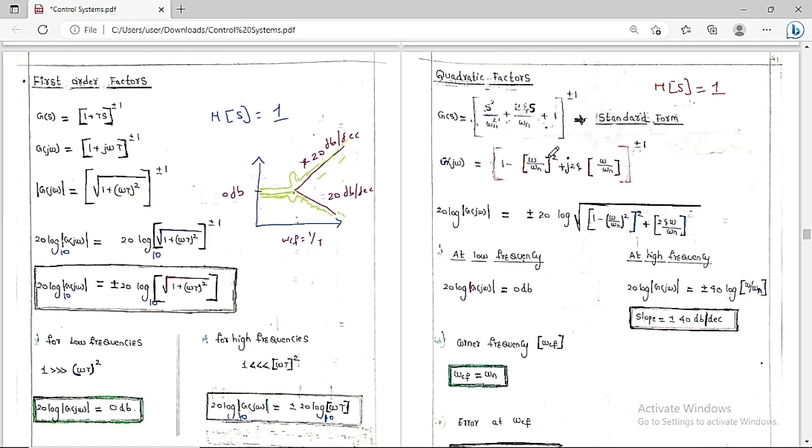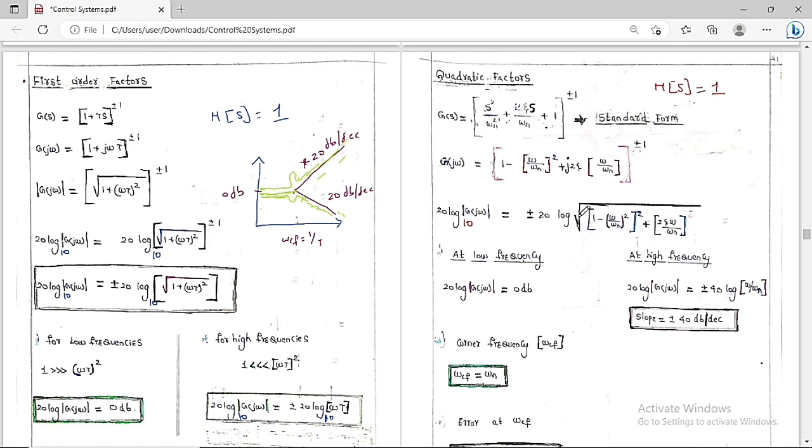Then I am going to get finally g of j omega, h of j omega is equal to 1 minus omega by omega n whole square plus j into 2 zeta into omega by omega n, to the power of plus or minus 1. Then I want to find the value in dB. So 20 log of mod of g of j omega, h of j omega with base 10. So basically like this we are going to get it in dB format. If you substitute this plus or minus 1, it's going to come here, and finally you are going to get plus or minus 20 log of the root over.